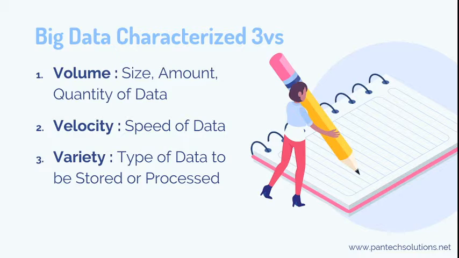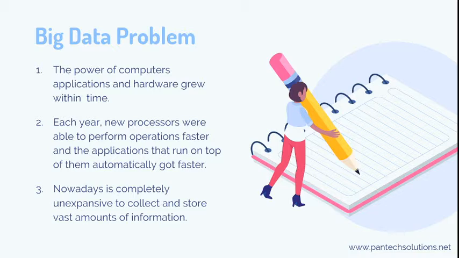And variety is the types of data to store in our processor. We have a variety of data types, such as strings, and structured or unstructured data. How we store and process those data, that is variety. Okay, so now the big data problems.